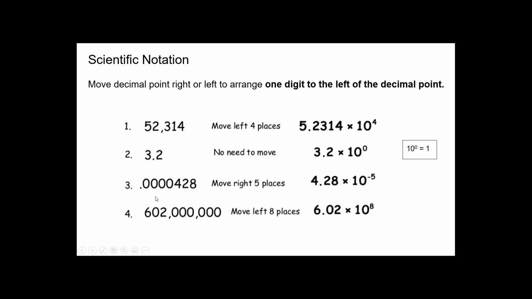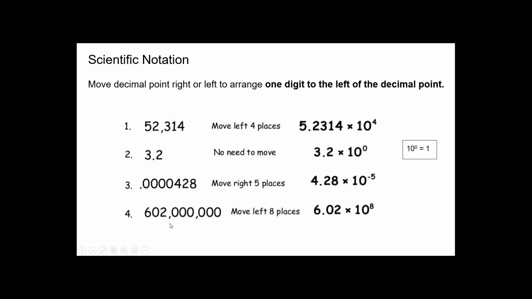Now we have a number that is smaller than 1. So this is going to be a negative exponent. And we're going to move the decimal 1, 2, 3, 4, 5 places. So make sure you set it up in the correct format, a digit in front, and then 5 places.